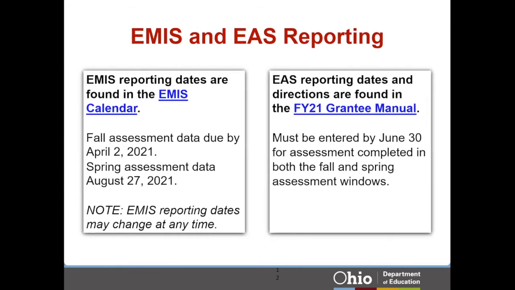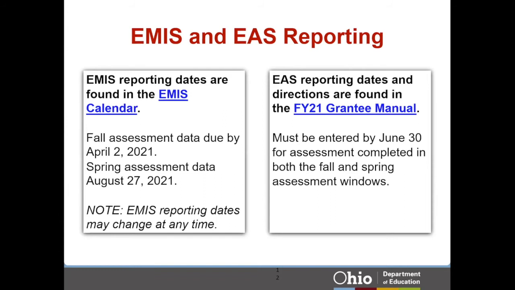As I mentioned, the EMIS and EAS reporting dates, those are set by those systems. So we have an EMIS calendar, and we also have an FY21 grantee manual. You can always find them on the ODE's website if you search EMIS calendar or ECE FY21 grantee manual. But notice that the dates are different. For programs that report into EMIS, you report that data twice. You report fall assessment data by April 2nd, and you report your spring assessment data by August 27th.